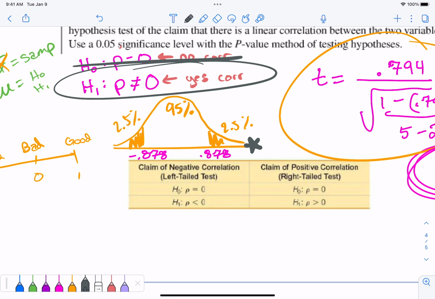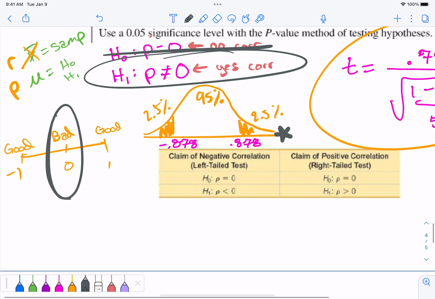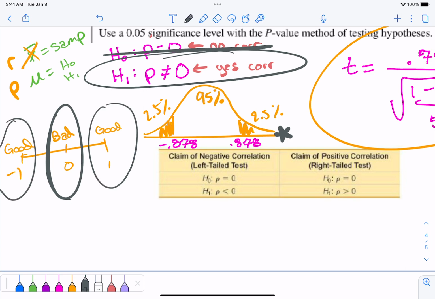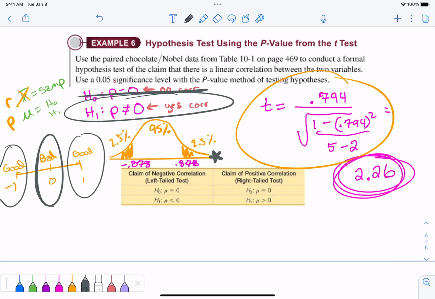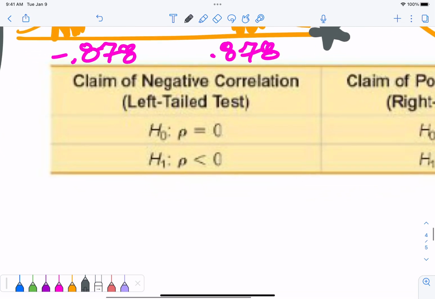The bottom one always means yes, correlation, because 0 is a bad linear correlation. A good correlation lives on the outside, so if it lives over here or over here, that's a good correlation. If it's in the middle, that's a bad correlation because it's close to 0. Make sense? For the majority of your homework problems, they just have P equal to and not equal to instead of less than, greater than.